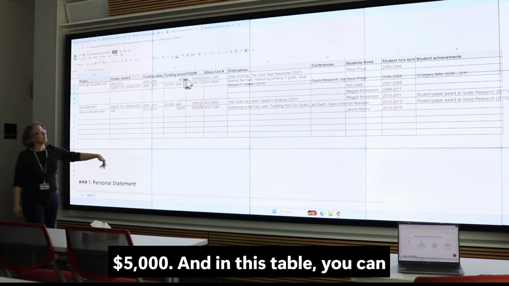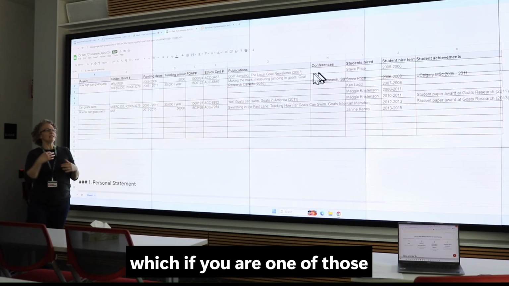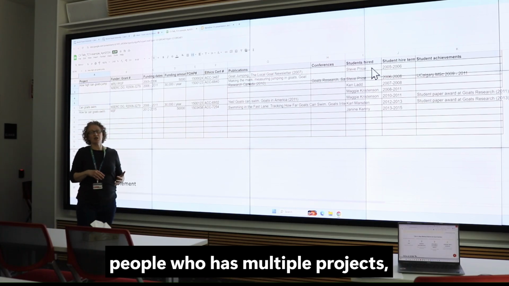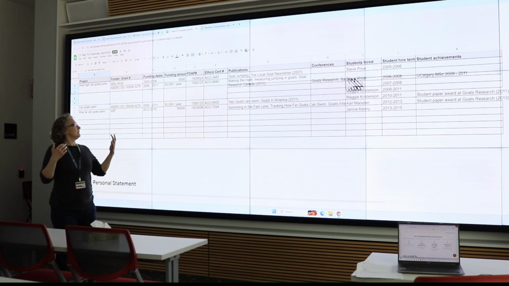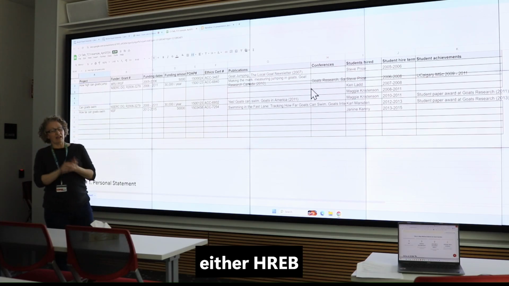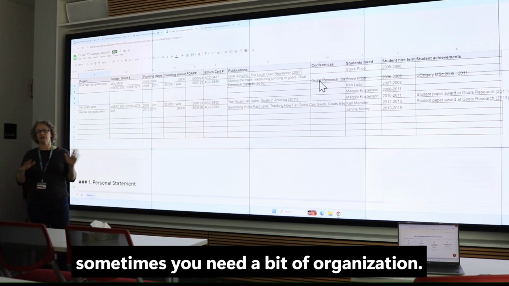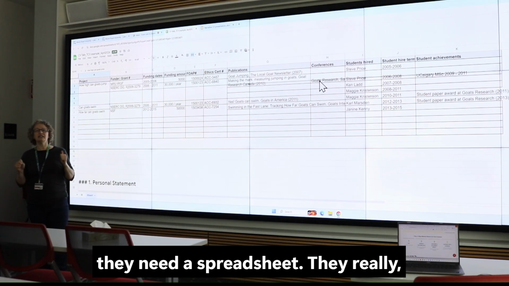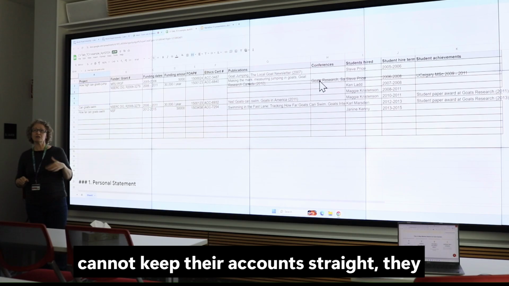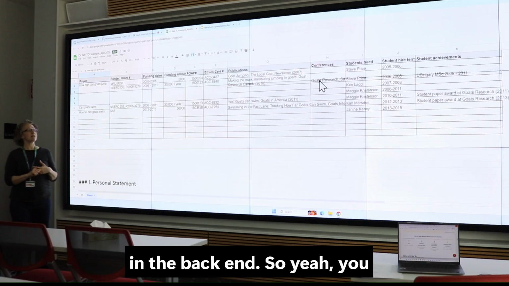And in this table, you can actually list everything, which if you are one of those people who has multiple projects, multiple funders, with multiple either HREB certificates or animal care or whatever, sometimes you need a bit of organization. And I have met some people that they really, really need a spreadsheet because they cannot keep their accounts straight, they cannot keep their certifications straight, and that's caused them problems in the back end. So yeah, you can put everything in here.